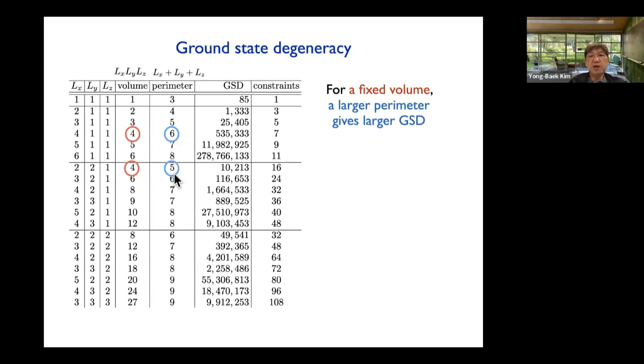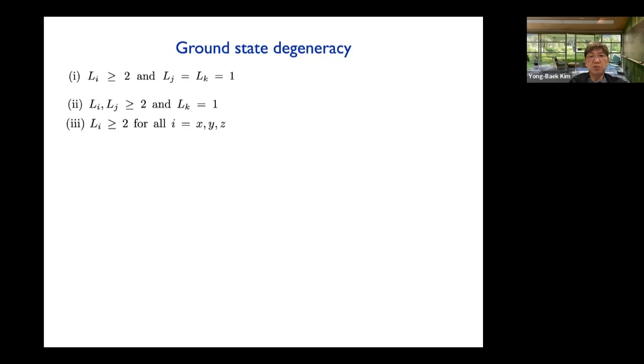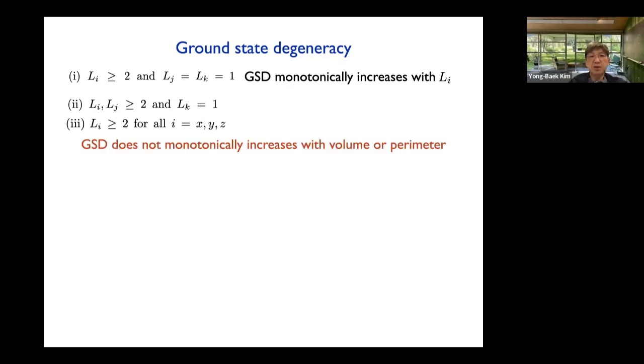So it's very hard to figure out the rules, but what we can say is that for the one-dimensional geometry, ground state degeneracy monotonically increases with system size. But in all other cases, ground state degeneracy does not monotonically increase with the volume or perimeter. And ground state degeneracy is larger for larger perimeters for a given volume.